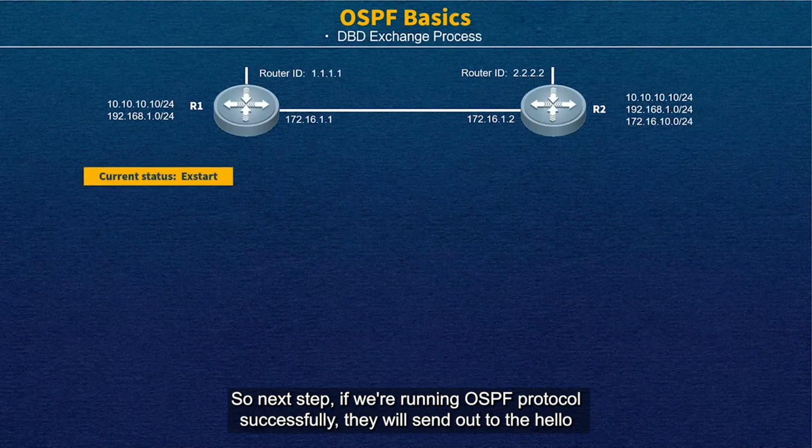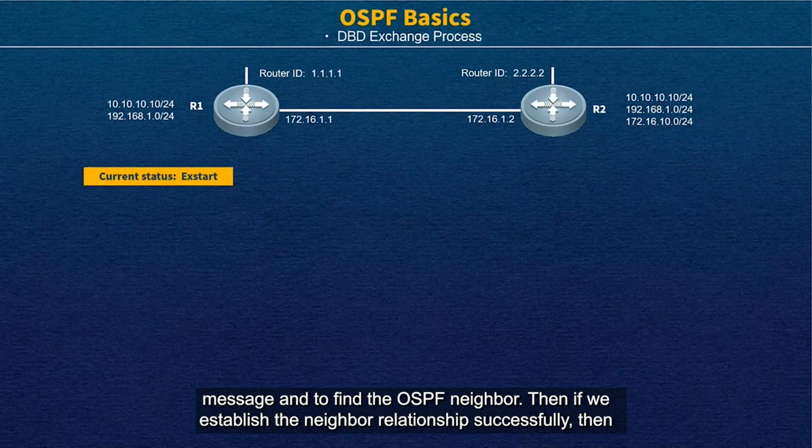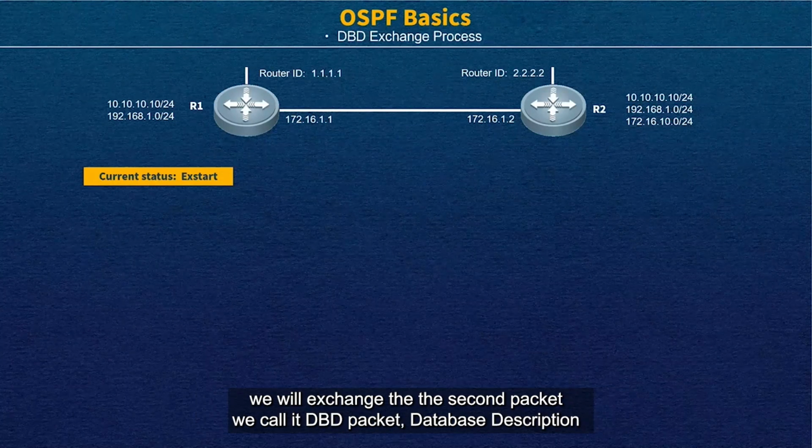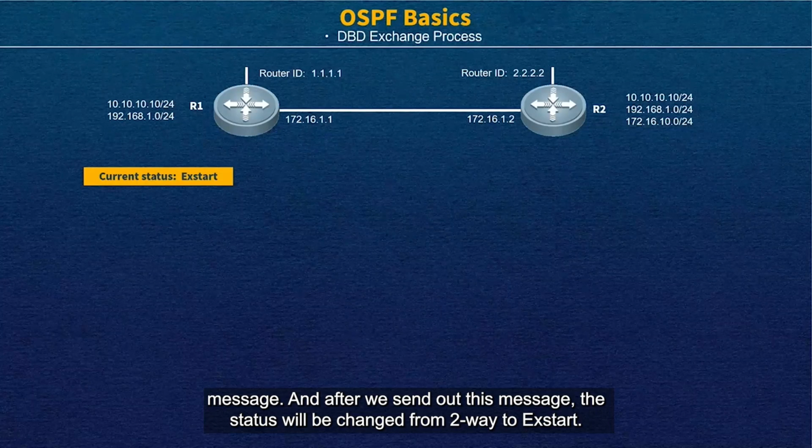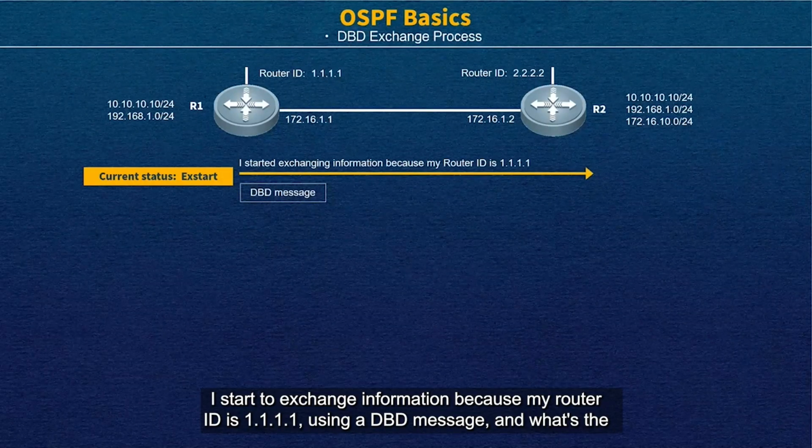So next step, if we are running the OSPF protocol successfully, they will send out the hello message to find the OSPF neighbor. Then if we establish the neighbor relationship successfully, we will exchange the second packet. We call it the DBD packet, database description message. After we send out this message, the state will change from two-way to ExStart. I start the exchange of information because my router ID is 1.1.1.1, and I use a DBD message.